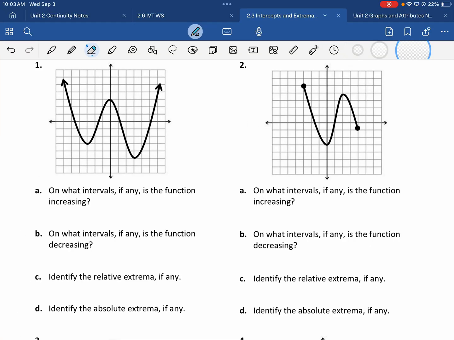Okay, let's look at your homework for a second. I'm going to do number 2 with you just so you can get a little refresher for increasing and decreasing and extrema and how I want you to write your answers.